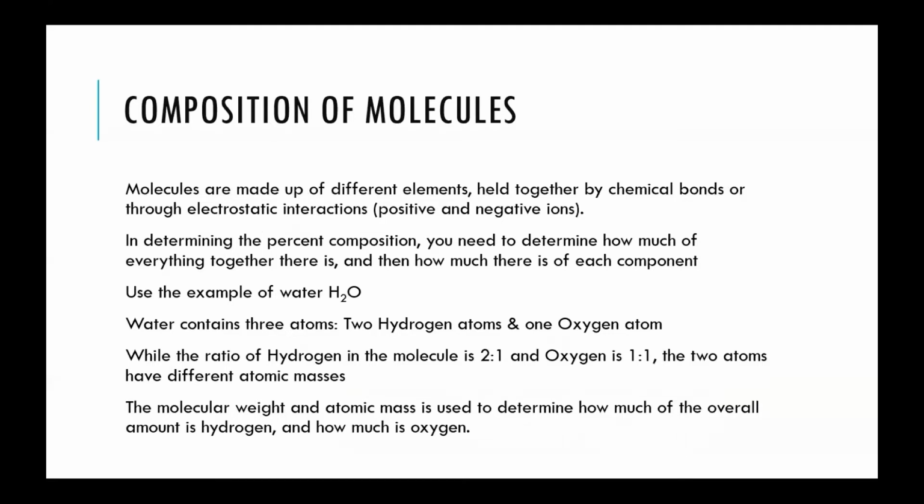So, as I said, molecules are made up of all of the different elements held together through chemical bonds. Or in the case of ionic compounds and salts, they're held together through electrostatic interactions, positive ions and negative ions coming together. And you can look at a molecule itself and see the molecular ratio of the atoms. So in the case of water, water is H2O. There are 3 atoms total in one molecule of water. There are 2 hydrogen atoms and 1 oxygen atom.